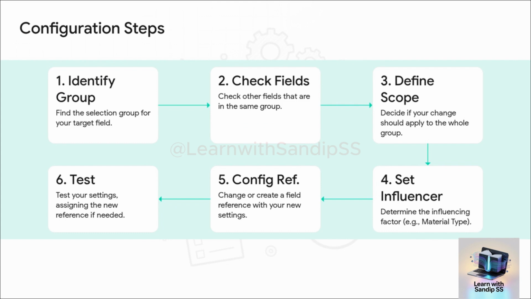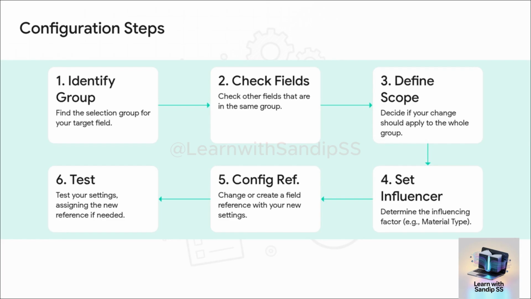Step 1, you gotta identify the field group. Find out which control group your target field belongs to. Step 2, and this is a critical safety check, check the other fields in that group. Remember, you're changing the whole group, so you have to know what else you're about to affect. Step 3, decide on the scope. Is this change right for every field in that group? If not, you might need to move your field to a custom group first.